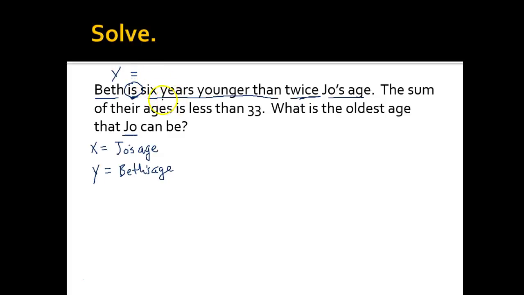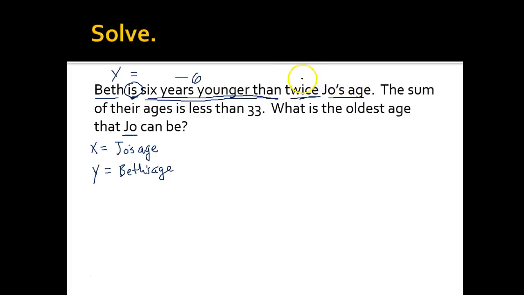6 years younger than. Younger than means lower than or less than. So that's going to be a subtraction problem. Less than is minus. And so it's minus 6. And we're going to have to change the order here. This is one of those little tricky spots when interpreting words. If I say 6 years younger than, it means you take 6 away from what's going to follow.